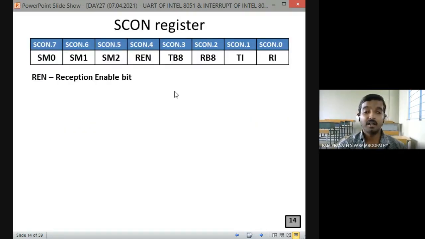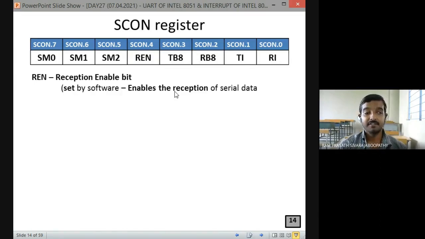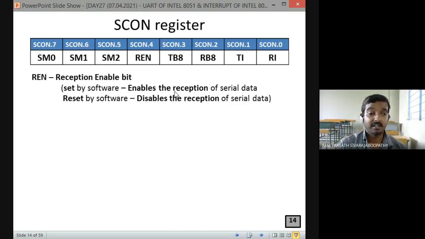Okay. Now the REN bit, I already said it last class. Reception you can enable or disable by setting or clearing the REN bit. If it is set by the software, then reception gets enabled. If it is reset, reception will get disabled. Fine, that's it. Then TB8, RB8, now you people know.